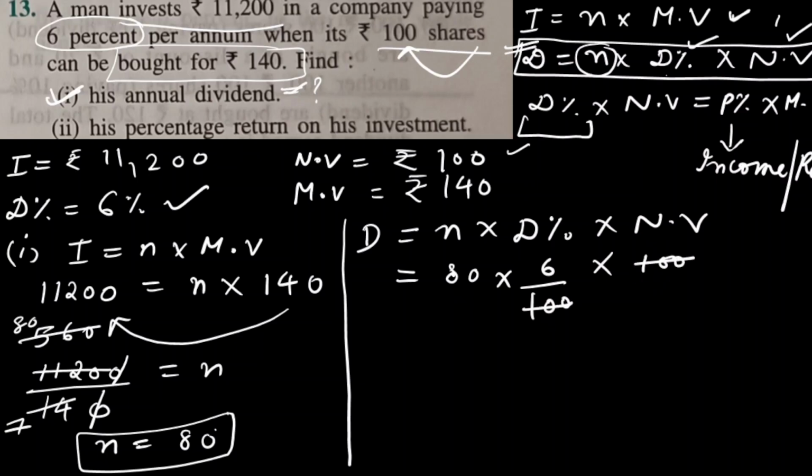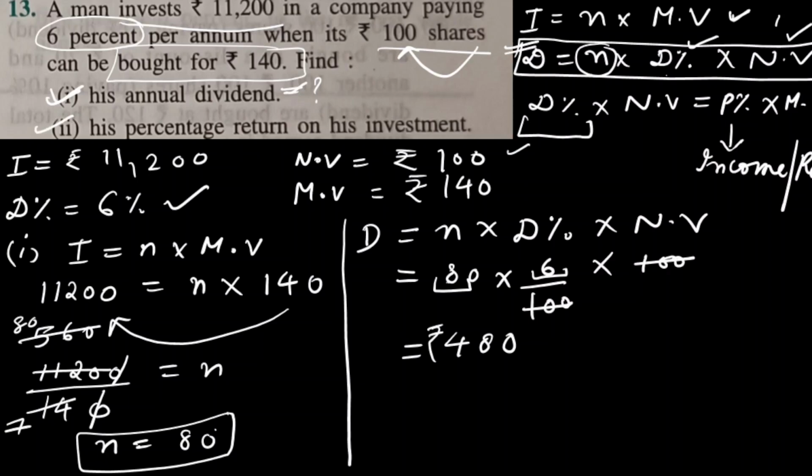100 and 100 will get cancelled. So this directly we can multiply. Whenever this type of numbers are there, just multiply the numbers and write the zeros with the answer. Like here 10 is there. So 8 into 6 is 48. 10 is there, so we'll write 10 with the answer. Okay, so dividend we have found as 480.